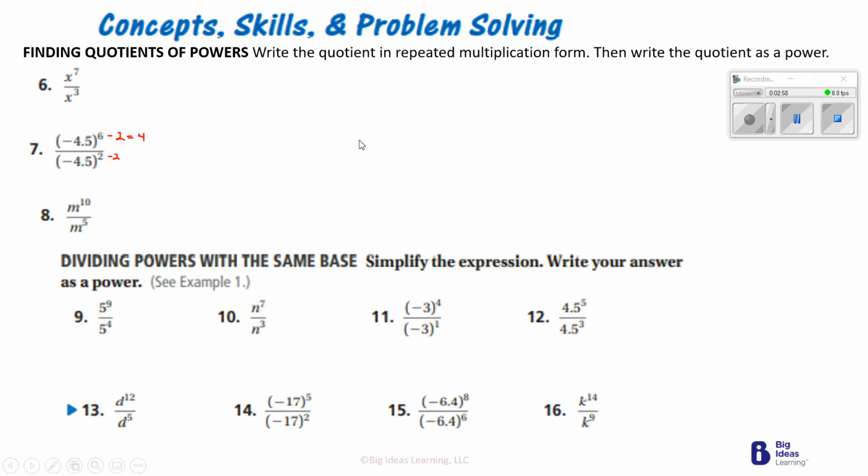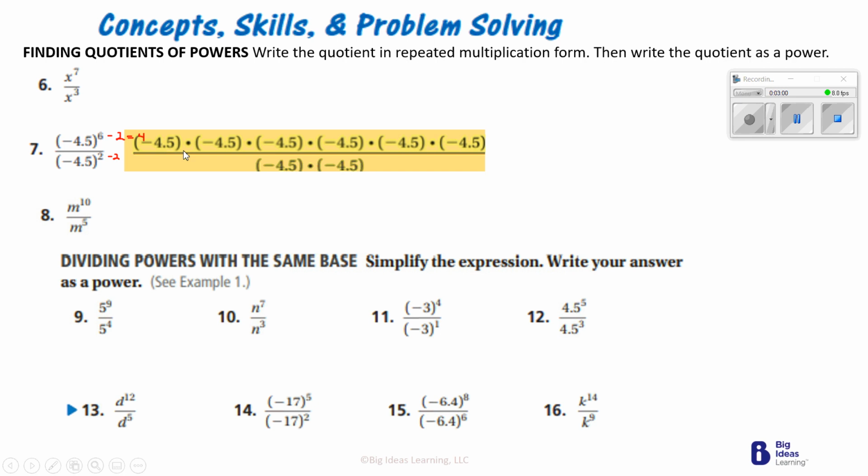All right. As you can see here, we've got 6 negative 4.5s on top, 2 negative 4.5s on the bottom. That's going to give us a negative 4.5 to the fourth power. All right, 8 is to do it. For 9, it says dividing powers with the same base, simplify the expression, write your answer as a power. Well, we know the bigger number's on top, 9, so 9 minus 4 will give us 5. This would be 5 to the fifth power. 10 is for you to do.